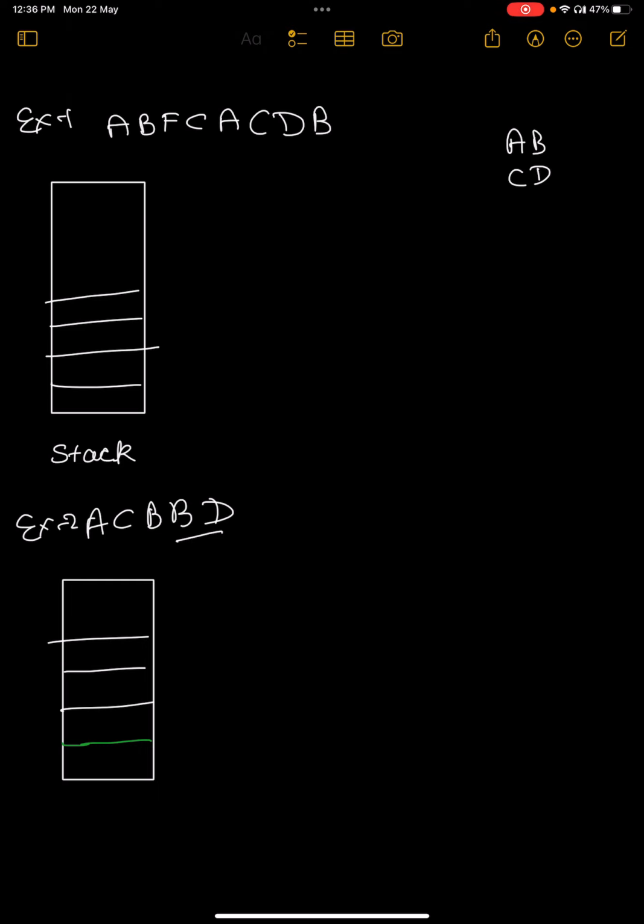Let us understand with the given test case. The first test case is ABFCACDB, and you have to remove the occurrences of AB and CD. What you will do in this question is simply initialize a stack, and push every character into the stack. Run a single for loop or while loop, whatever you want. Push it in the stack, and if you find AB or CD, you can just pop it out, right?